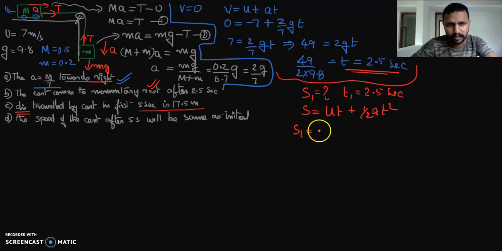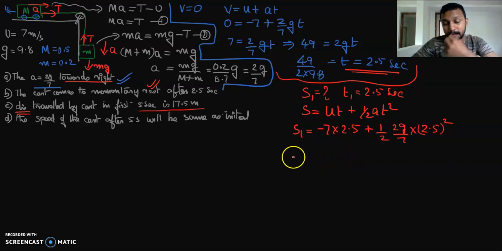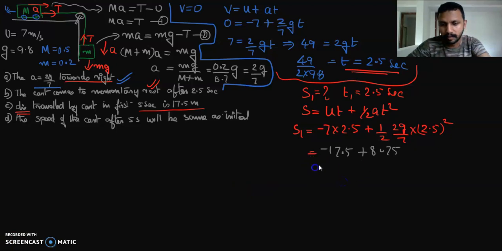S1 is equal to, what is u? u is 7, and we write it as minus 7, into 2.5, plus half, into a, which is 2g by 7, into t square, that is 2.5 whole square. Simplifying this, we will get minus 17.5 plus 8.75, and that is equal to minus 8.75, and this minus sign is indicating that the displacement is in the direction of initial velocity, that is in this direction.